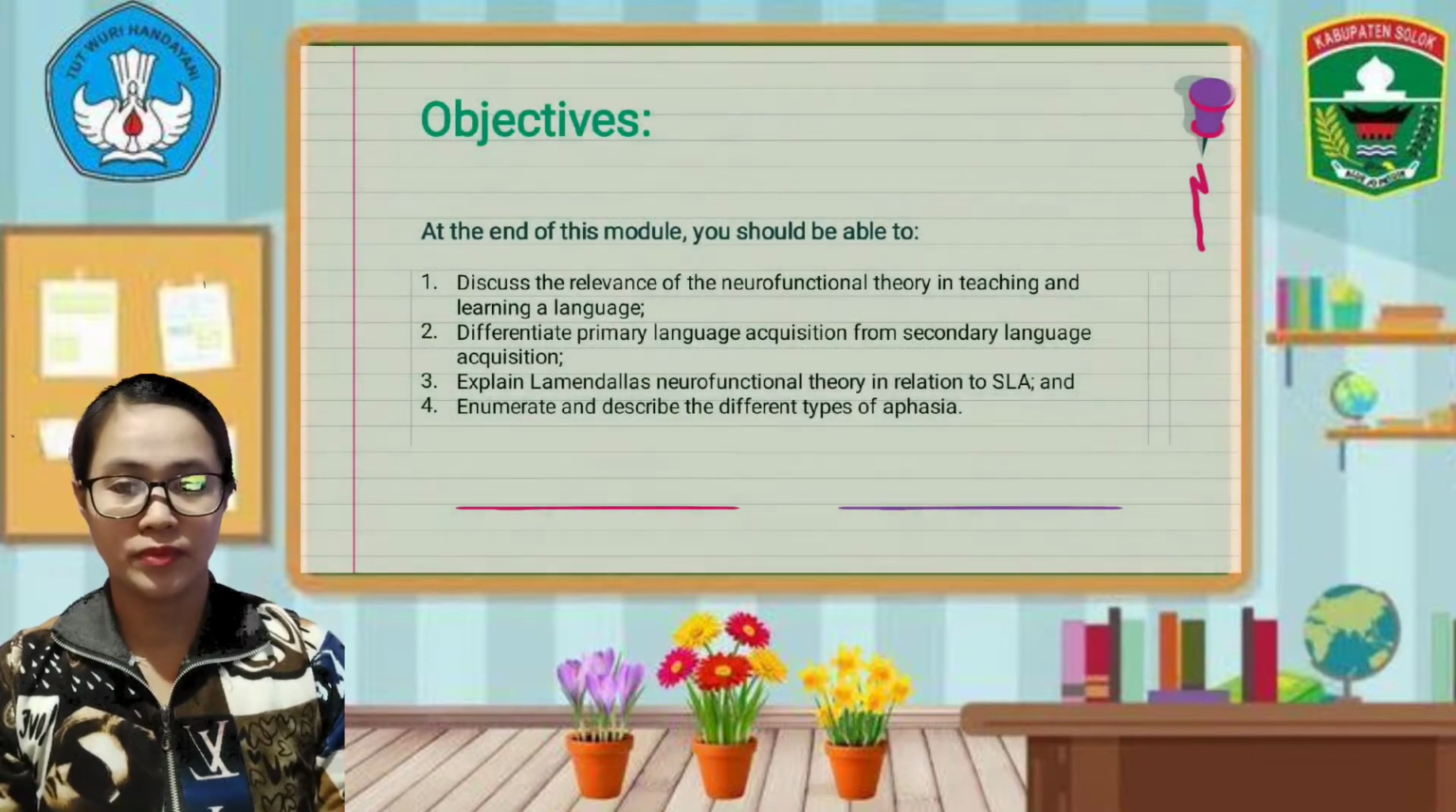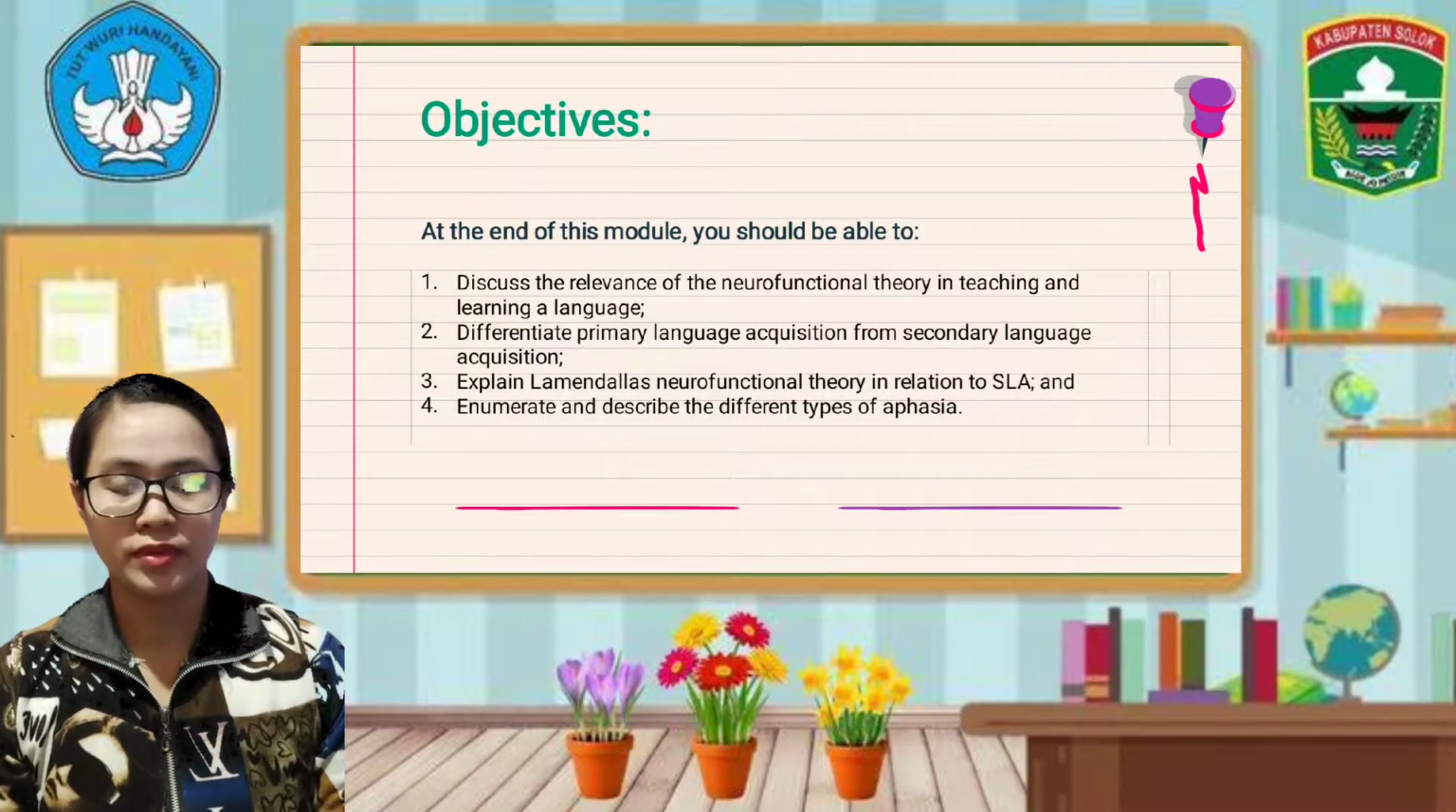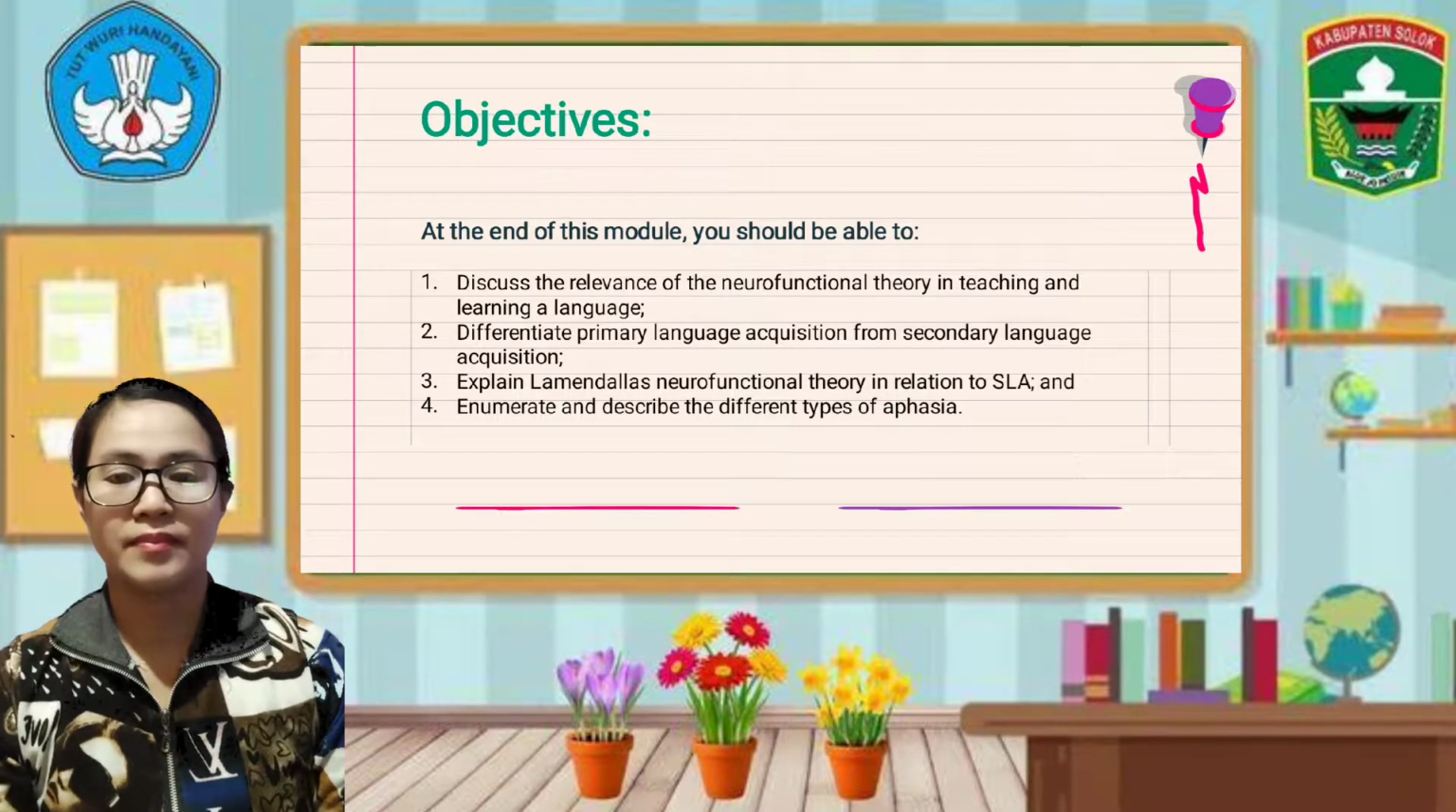At the end of this module, you should be able to first, discuss the relevance of neurofunctional theory in teaching and learning a language. Second, to differentiate primary language acquisition from secondary language acquisition. Third, explain Mendelian's neurofunctional theory in relation to SLA. And lastly, to enumerate and describe the different types of aphasia.